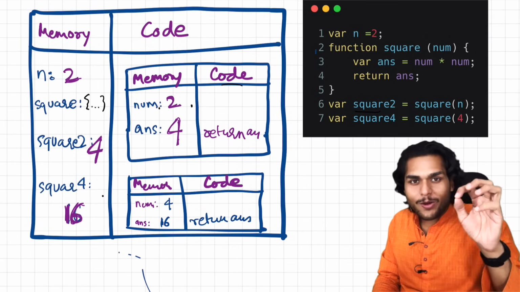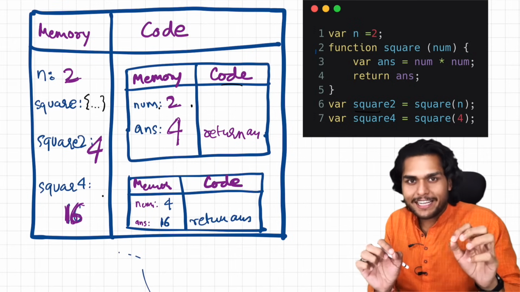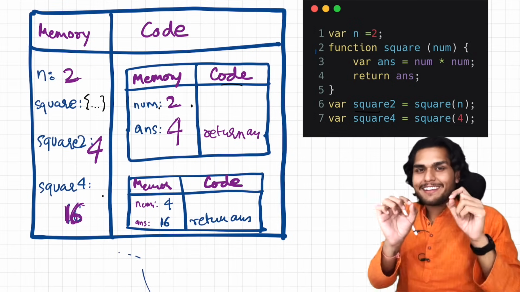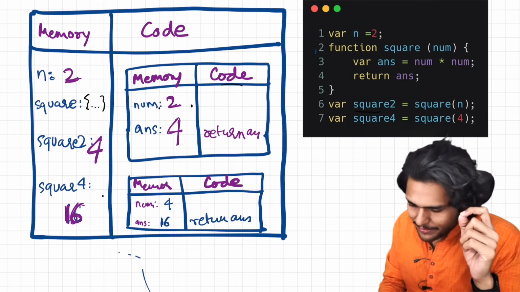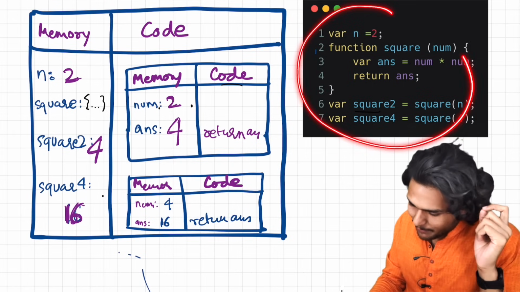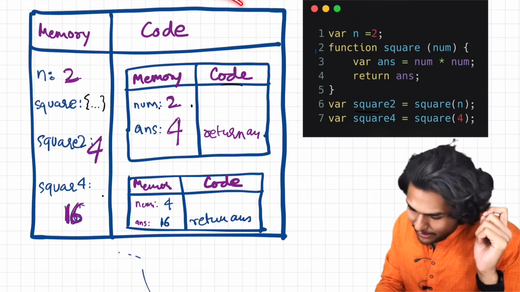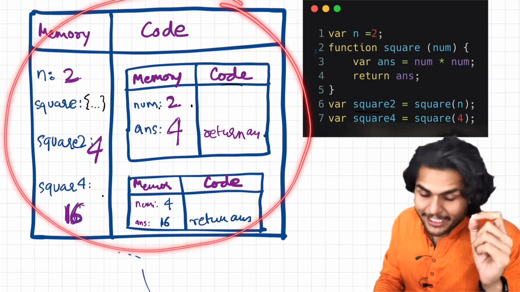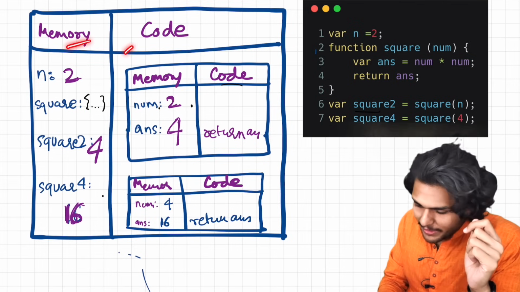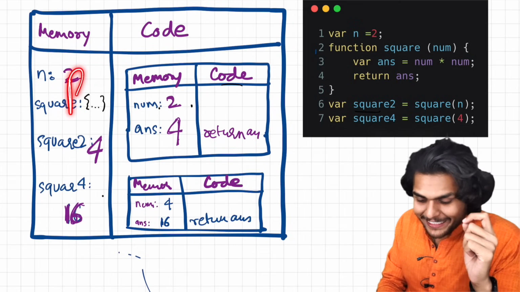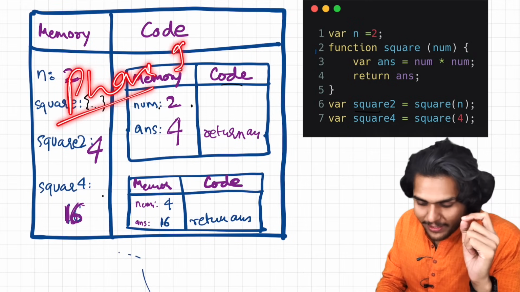I know this was all a lot and it will take some time to digest, but let me quickly revise everything once again. It will be super fun. As soon as the whole JavaScript program is run, the global execution context is created. It has two components, memory and code, and it is created in 2 phases. So phase 1, remember what it was?